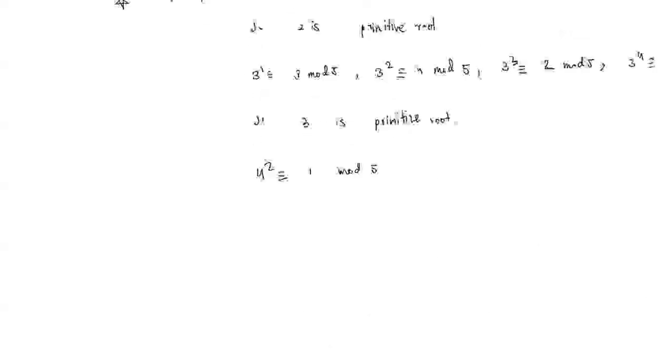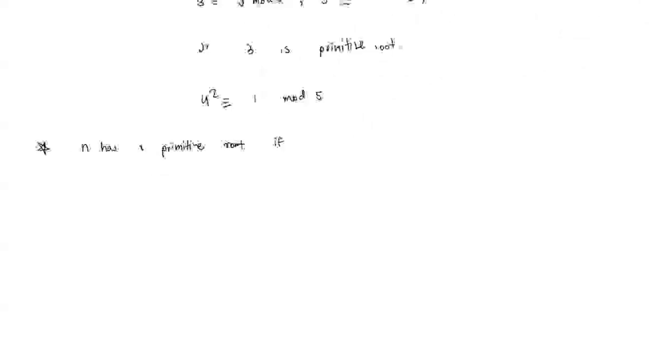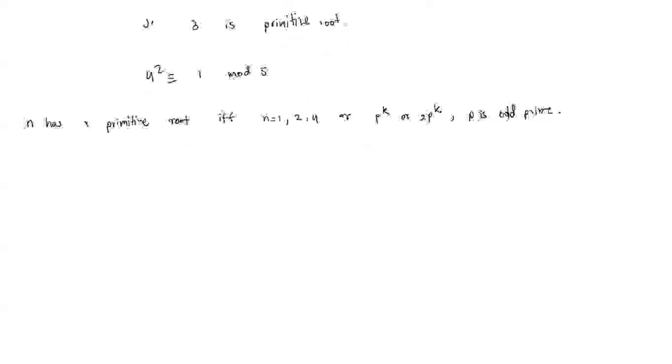Yeah, the point is, the second conjecture which someone made is: n has a primitive root if and only if n is equal to 1, 2, 4, or is of the form p to the power k, or 2 times p to the power k, where p is an odd prime. That is the big theorem.